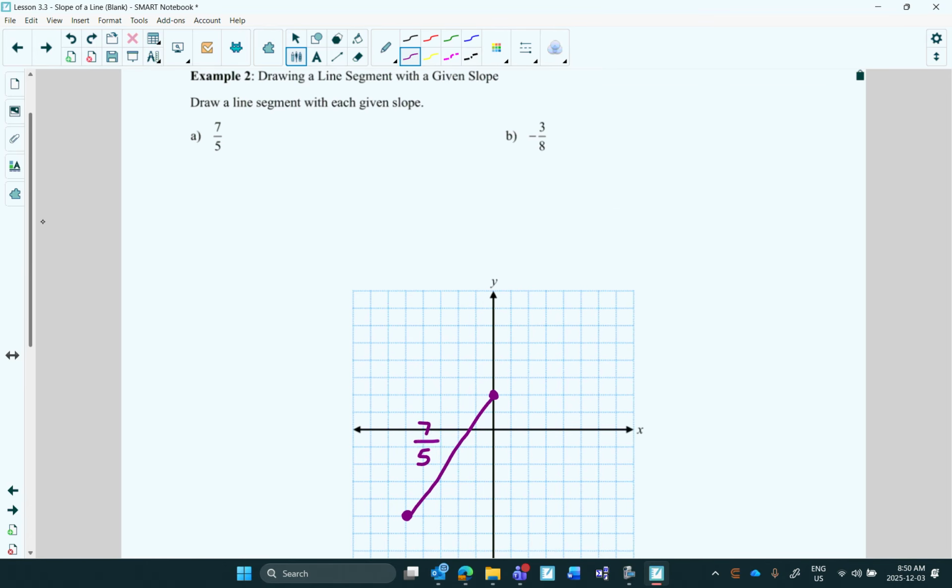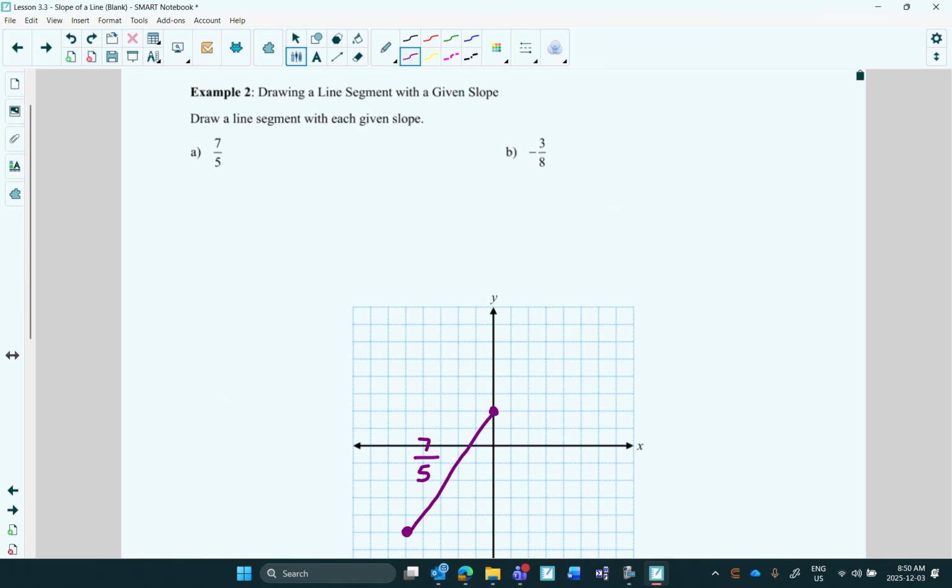Another way, when we draw slopes on a line or when we count slopes, we often use the words rise over run. How much do you rise? Either positive or negative. How much do you run? Either positive or negative. So how would we do negative 3/8? Well, first of all, I'm going to put the negative with one of these numbers. Does it matter which one?